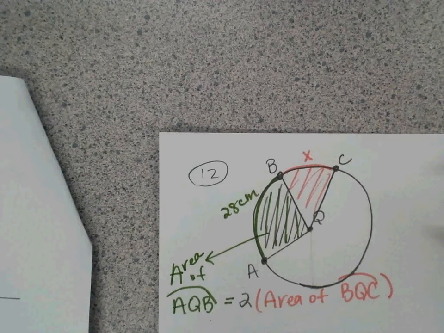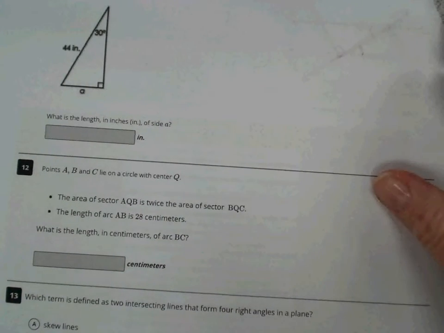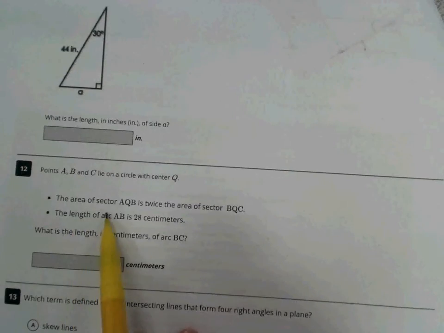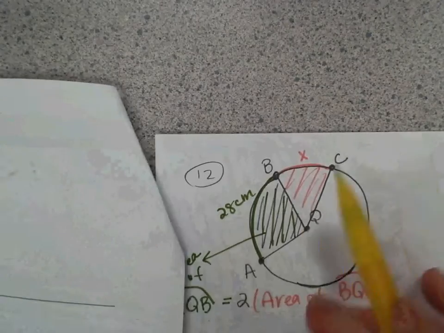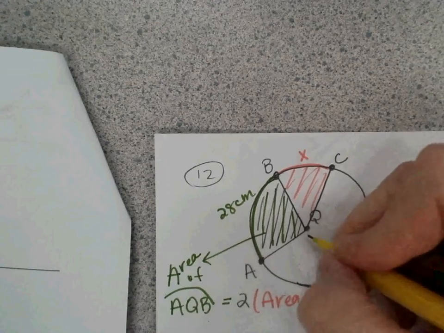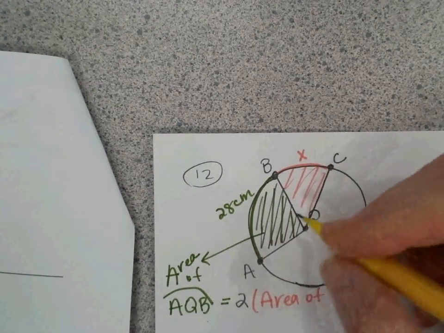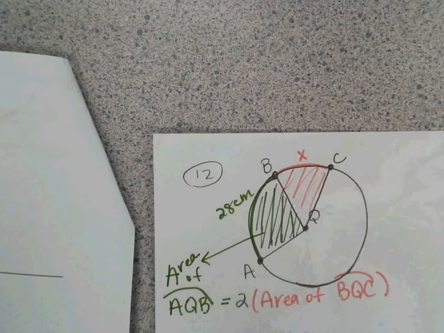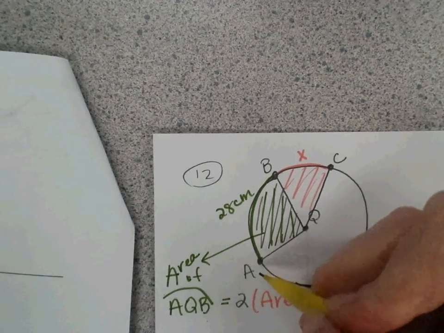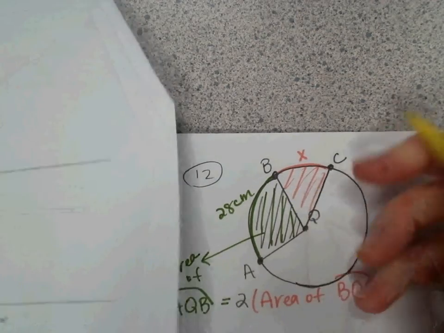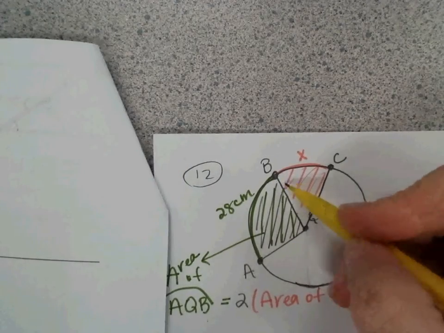This is question number 12 on our practice end of course assessment with released questions from 2018. Question 12 states points A, B, and C lie on a circle with center Q, the area of sector AQB. I just drew this picture out already. Center here is Q, and then we have A, B, and C along the circle. You can see I've shaded the sector AQB, and I just eyeballed it to make it look twice as big as sector BQC as stated in this question.